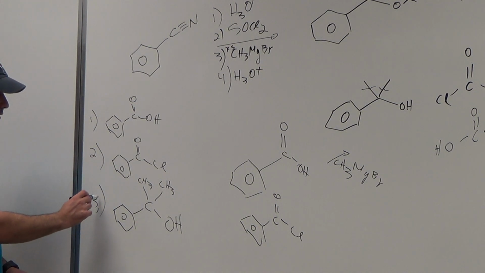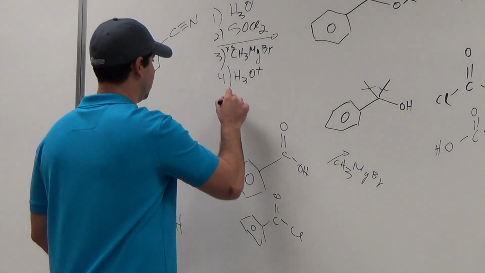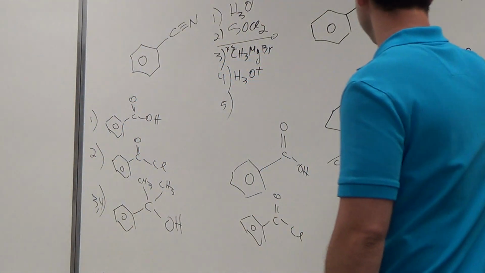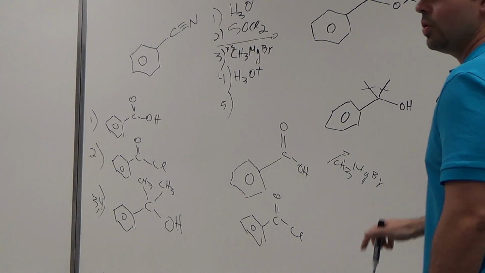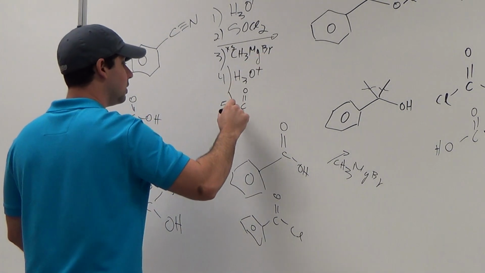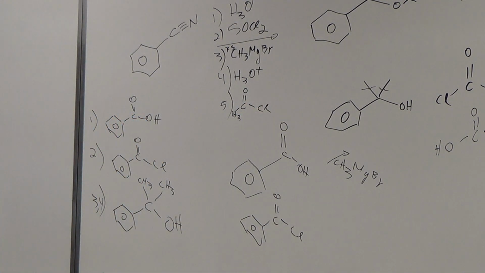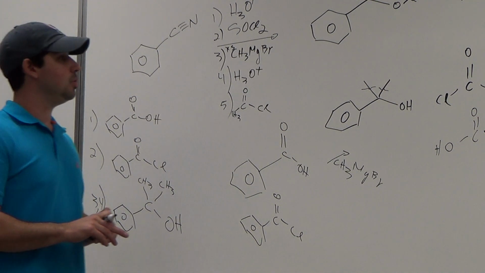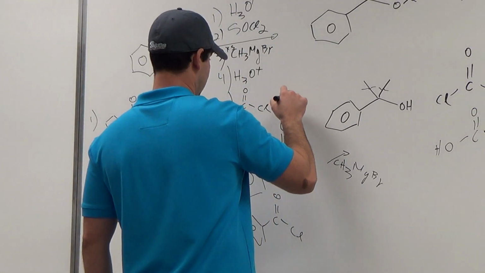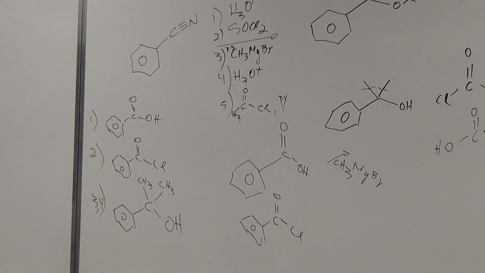So I guess we can call this 3,4. What's the next step? Now I have this alcohol. I need to add this acyl chloride. Of course, I have the acyl chloride already made. So what am I going to do? Add CH3COCl. Anything else? You generate HCl here, so you put pyridine in. Anytime you have an acyl chloride with an alcohol, you put pyridine.